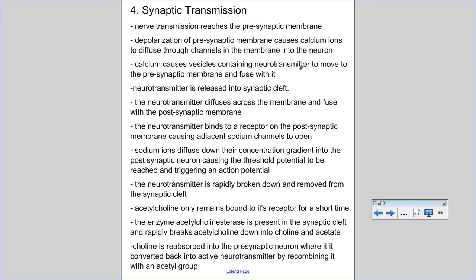So during synaptic transmission, there are a number of events that occur. The nerve transmission will reach the presynaptic membrane, basically the end of the axon, and then depolarization of the presynaptic membrane will cause calcium ions to diffuse through channels in the membrane into the neuron. So there are calcium ions just outside of the membrane, and they will diffuse into the neuron.